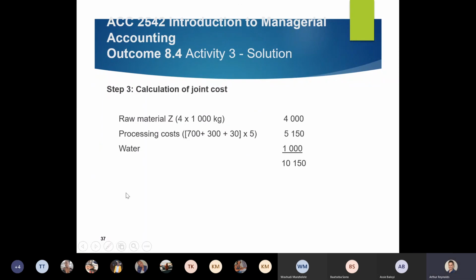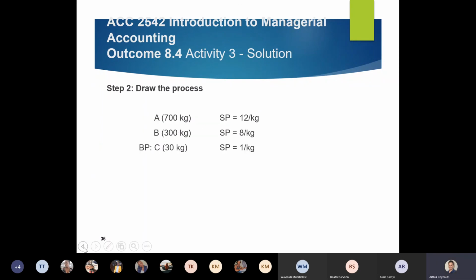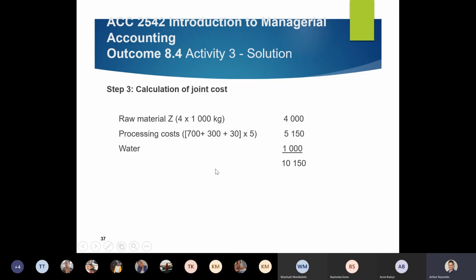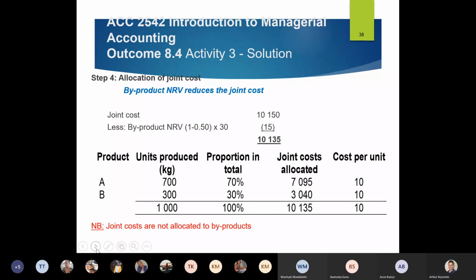Okay, so let's go there. There's A 700, which we sell for 12, B 300 at 8, and 30 of C which we sell for 1. There's a joint cost of 10,150 Rand. Okay, so the joint cost is 10,150 Rand that we calculated.